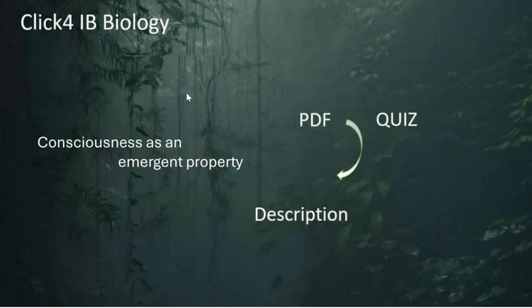Here we're looking at the way in which consciousness can be regarded as an emergent property of the central nervous system.